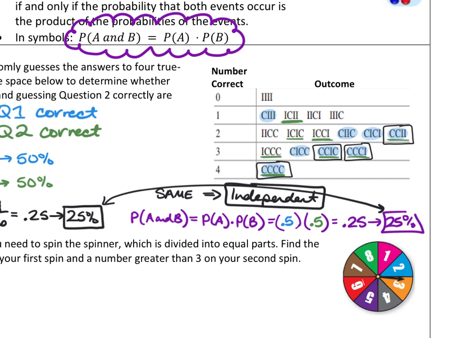Now in this scenario, that kind of makes sense because answering one question and then the next question doesn't have any effect on each other. You could guess A's all the way down your page and that would be fine. It doesn't affect how you answer questions. This is an independent event.